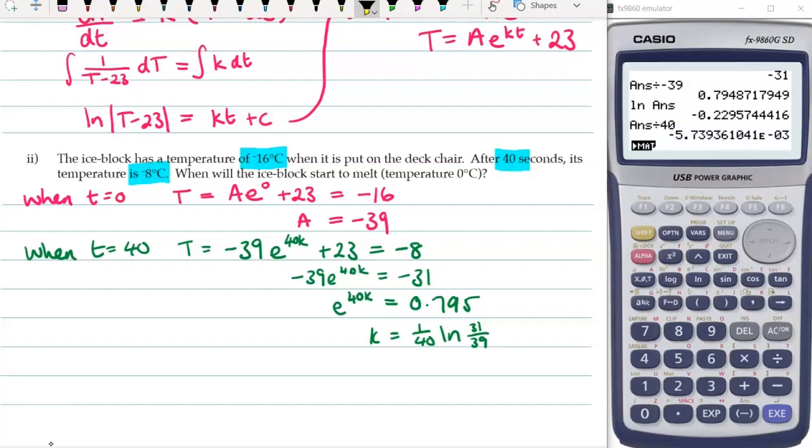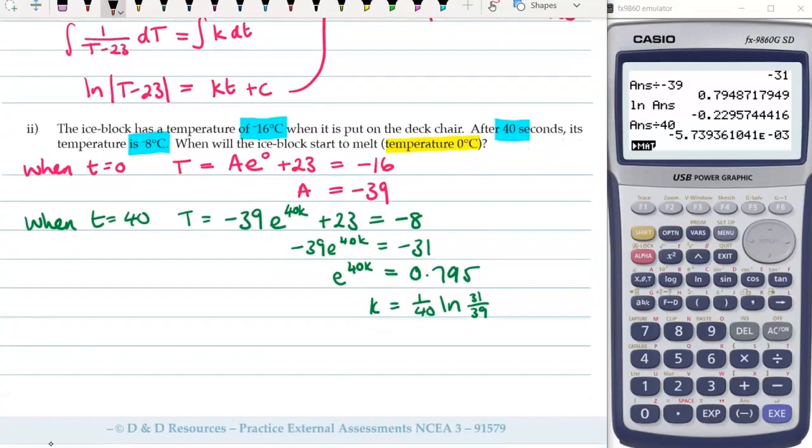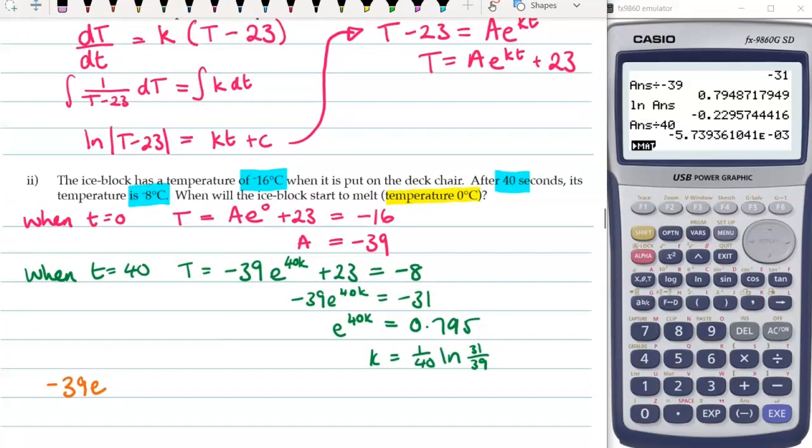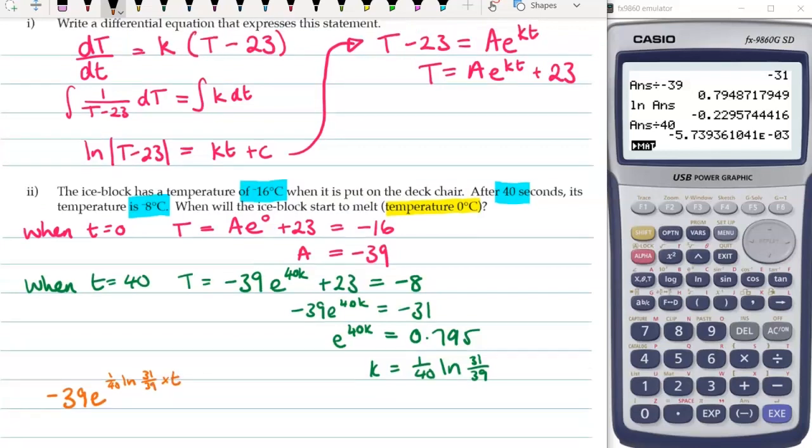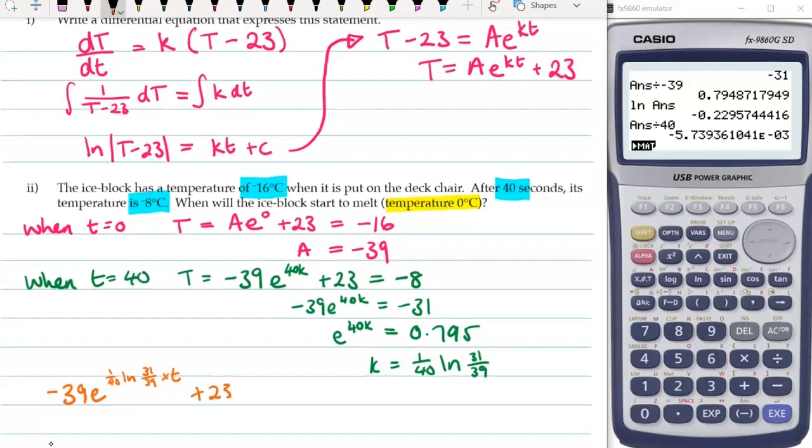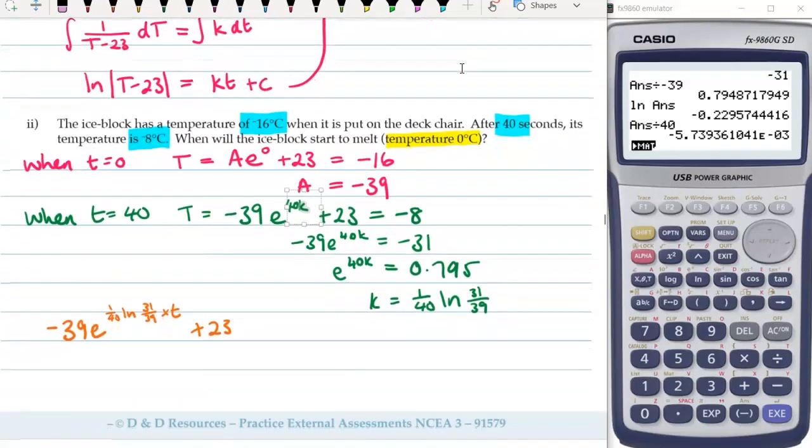And then the last step is to work out when will the temperature get to 0. So we're popping into our equation where a is minus 39, e to the k, which was 1/40th natural log 31 over 39, times by t. t is what we're going to work out, and then plus 23. So I'm just referring back up to this equation here and putting in the a and the k. And we want to know, when does that make 0?